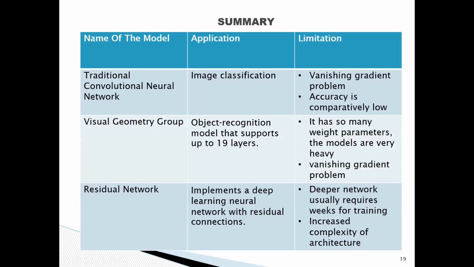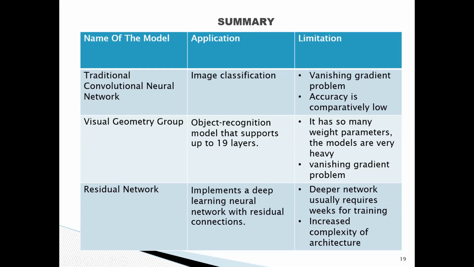When it comes to the different applications and limitations of the different convolutional networks, the major application of every model here is image classification. The problems differ between models. For traditional CNN, the problem is vanishing gradient descent. For VGG, a similar problem is vanishing gradient descent, and the model's weight parameters are very heavy because we use continuous convolution layers followed by pooling layers. When it comes to residual networks, the major advantage is the skip connection.